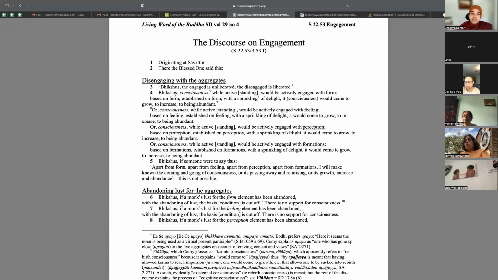Bhikkhus, consciousness, while active, would be actively engaged with form, based on form, established on form, with a sprinkling of delight, it would come to grow and increase to being abundant.